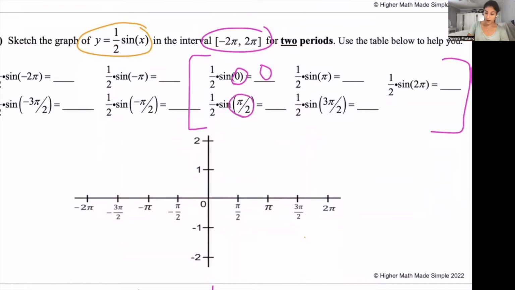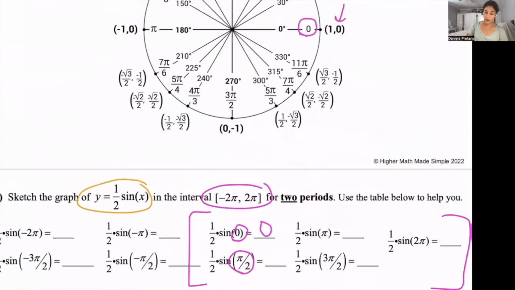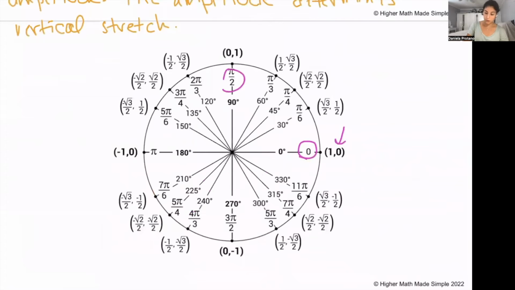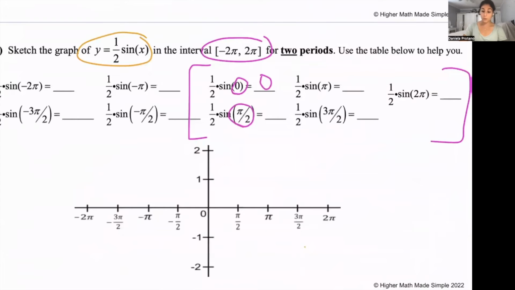Now, where is pi over 2? And we're going to do the sine of that value. So here's pi over 2. Again, because in every sine function on the unit circle, we look at the y value of the ordered pair. Sine of pi over 2 is 1. And so then what's 1/2 times 1 is going to be 1/2.